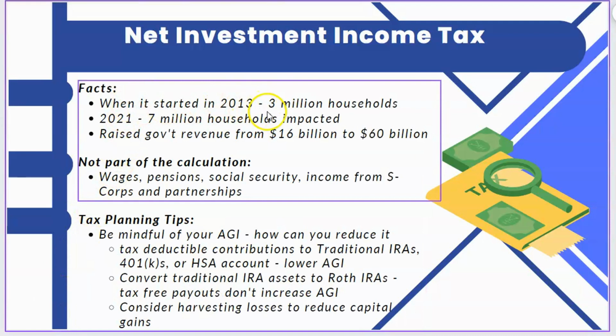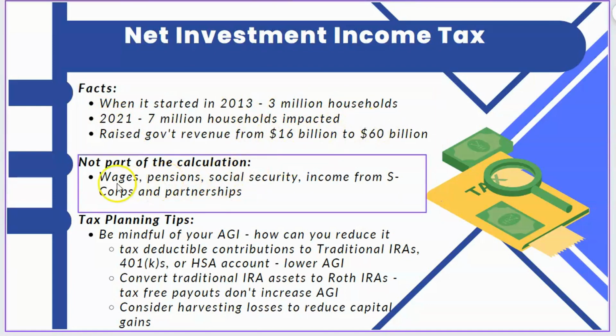Some of the facts here, and why this is coming up in the news a lot, is because more and more households are being impacted. This started in 2013 with 3 million households impacted. In 2021, 7 million households were impacted. So it's almost doubled in about 7 years. And the government raised 16 billion in tax revenue through this in 2013 and 60 billion in 2021. So it's continuing to increase.